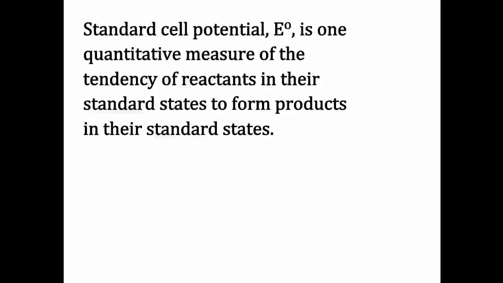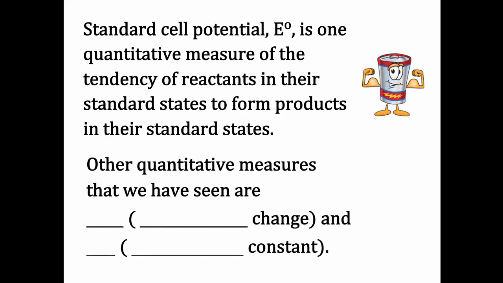Standard cell potential, or the electrochemical potential E0, is one of the quantitative ways that we can measure the tendency of reactants to form products, providing things are in their standard states. Now, what are some other quantitative measures that we've seen for this? Well, one is delta G, or free energy change, and another is K, or equilibrium constant. And one of the things that we might be interested in is how these are related to each other.